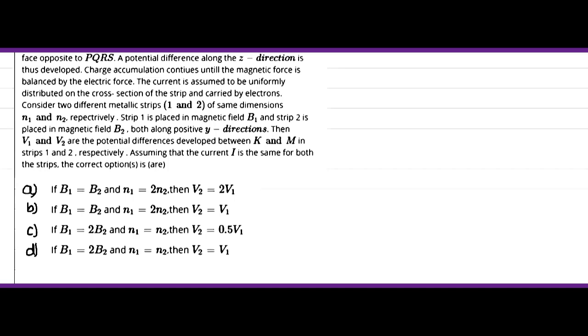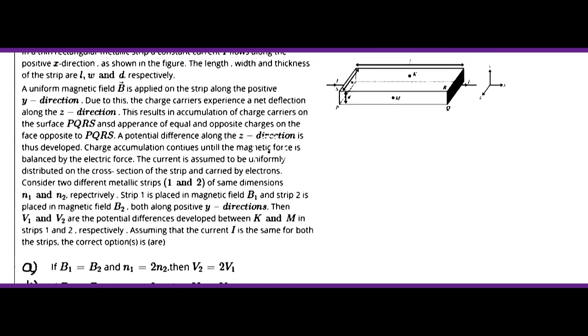Okay. Now, if we just see the statement here, it is saying that this accumulation will stop when the magnetic force is balanced by the electric force. How can we write the value of the magnetic force? It is equal to Q into velocity, which would be the drift velocity, QVB. What is the electric force? It is charge times the electric field. How can we write this V_D? Because Q and Q would be cancelled, so we need to place the value of V_D.